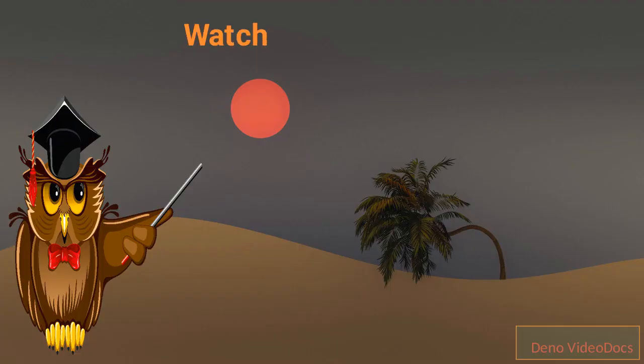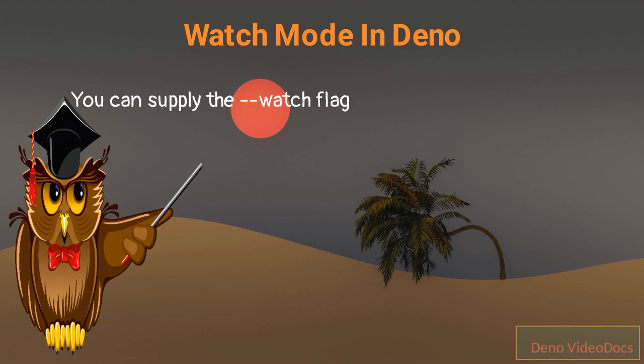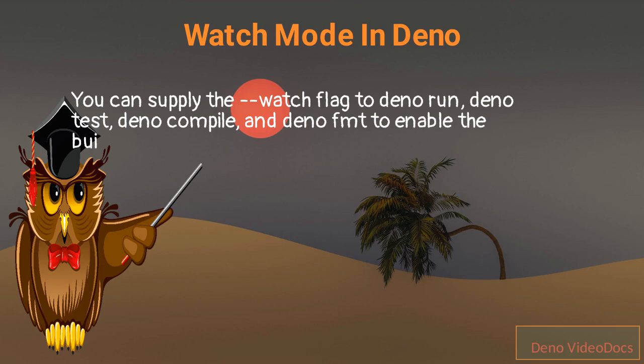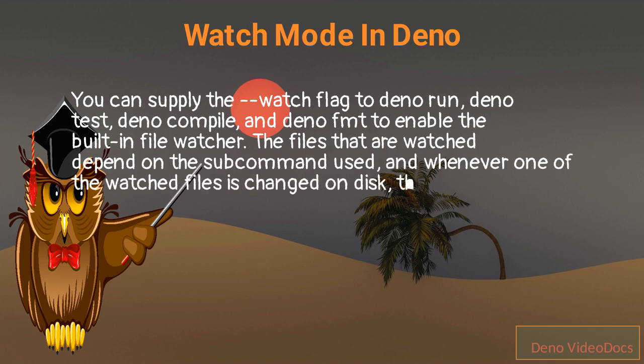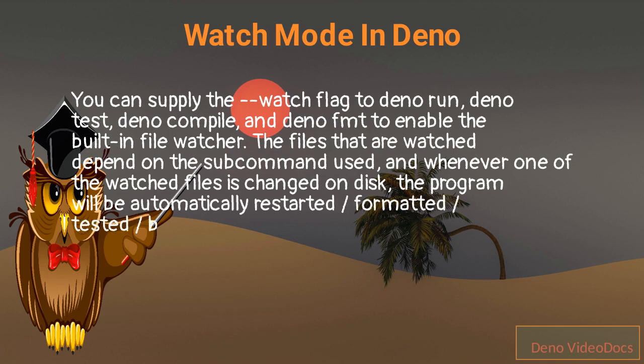What is the watch mode in Deno and how does it work? You can supply the watch flag to deno run, deno test, deno compile, and deno fmt to enable the built-in file watcher. The files that are watched depend on the subcommand used, and whenever one of the watched files is changed on disk, the program will be automatically restarted, formatted, tested, or bundled.